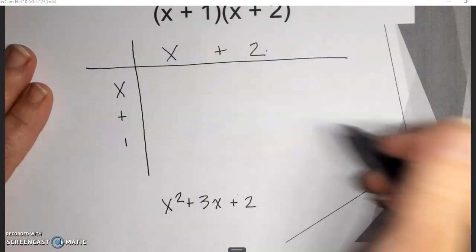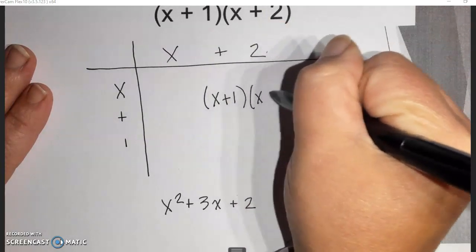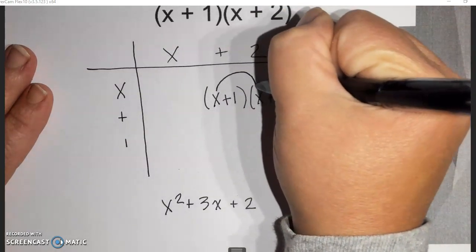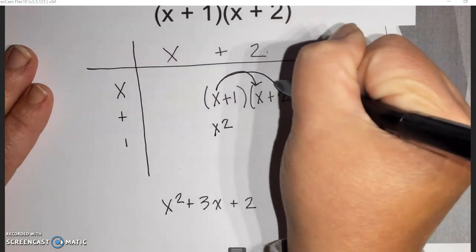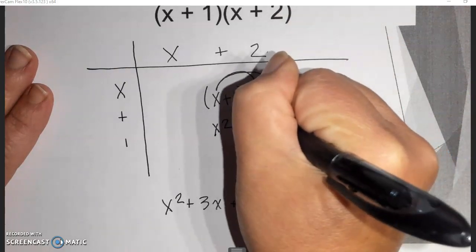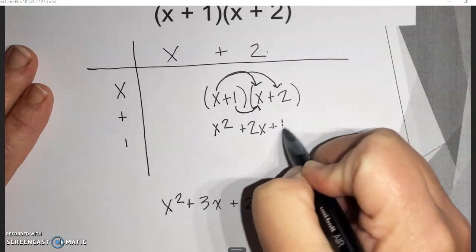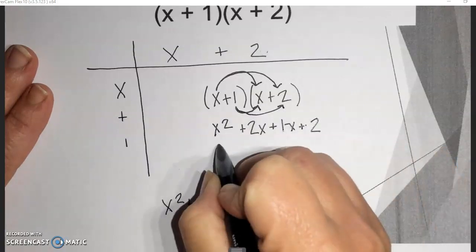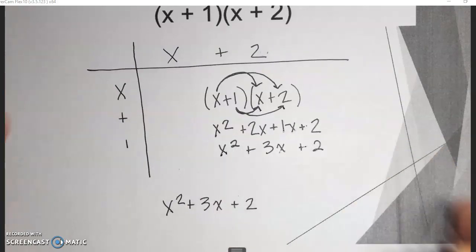So I'm going to show you the other method. Just like before, it's distributive property, but it's x times x, which gives me x squared. x times 2. Then you do the inside too. 1 times x. 1 times 2. So x squared plus 3x plus 2.